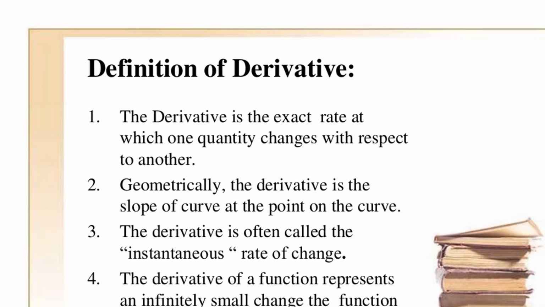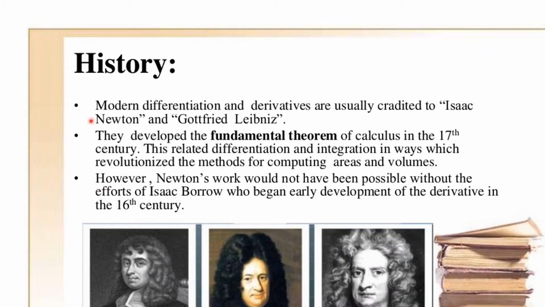Now come to the next point, history. Modern differentiation and derivatives are usually credited to Isaac Newton and Gottfried Leibniz. They developed the modern concept of differentiation and derivatives. They developed the fundamental theorem of calculus in the 17th century, and with its help the derivative concept was developed.